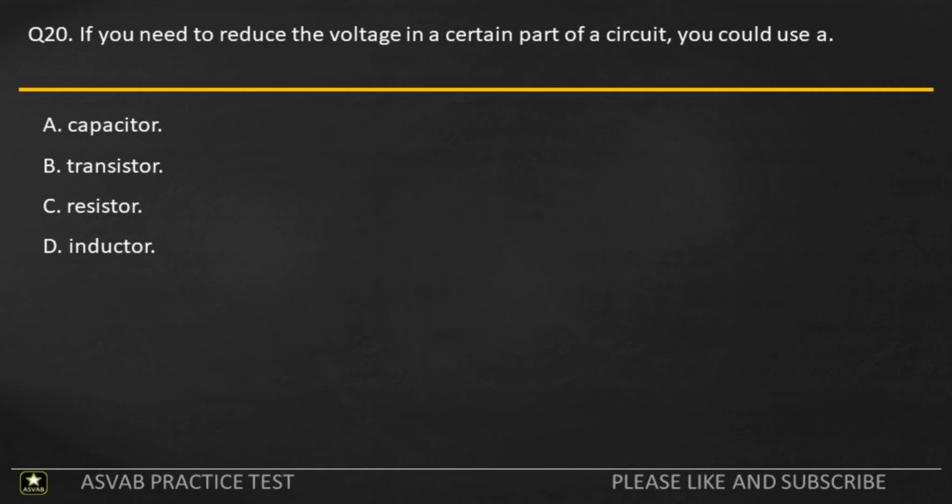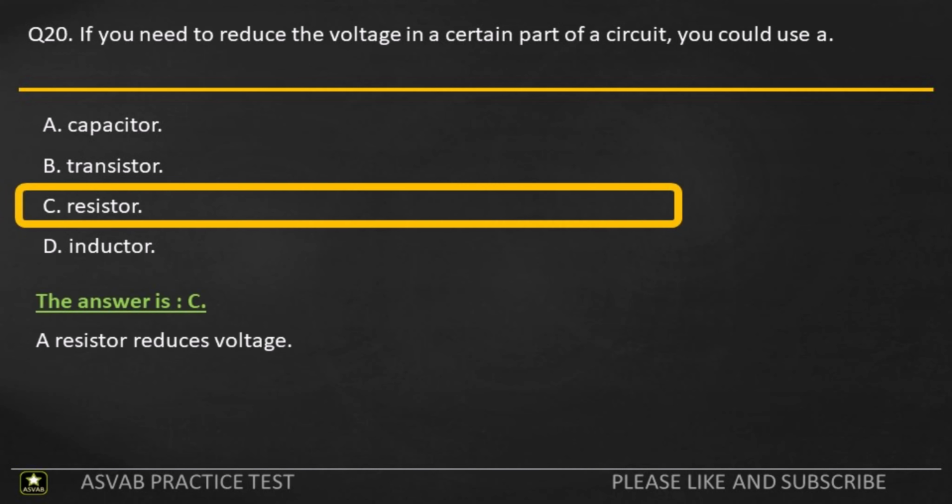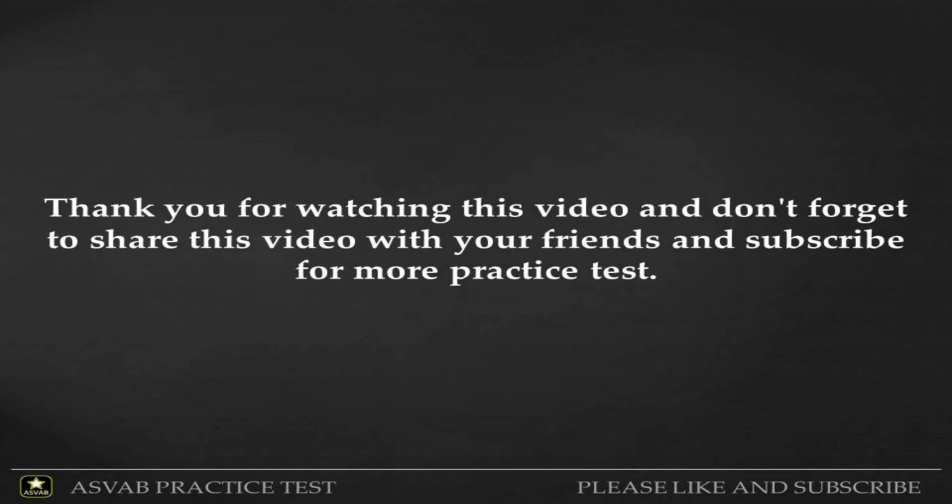Q20. If you need to reduce the voltage in a certain part of a circuit, you could use A. Capacitor, B. Transistor, C. Resistor, D. Inductor. The answer is C. A resistor reduces voltage.